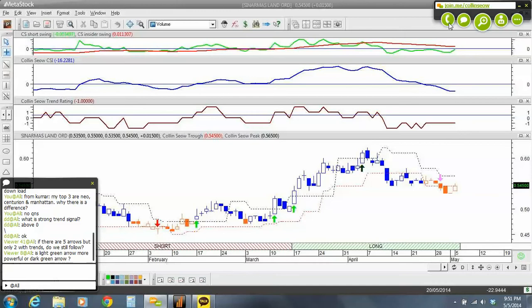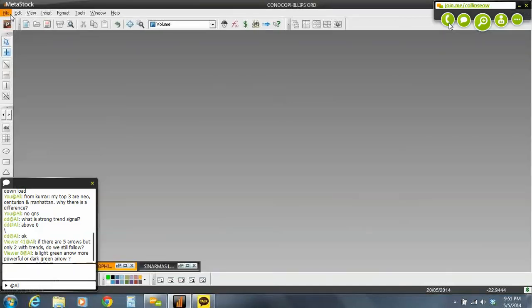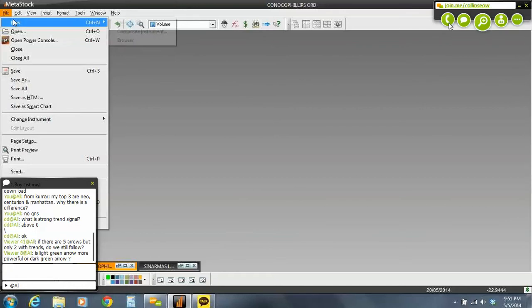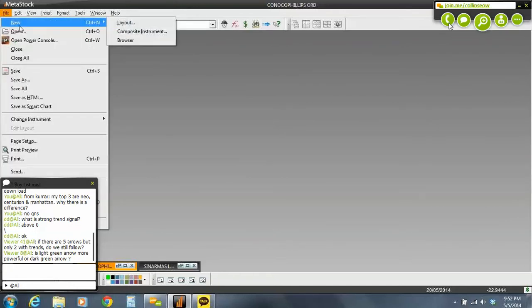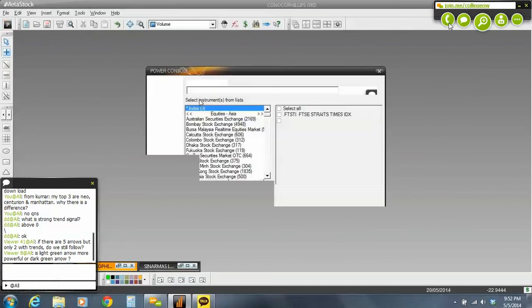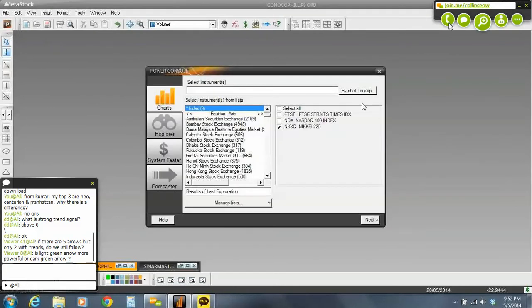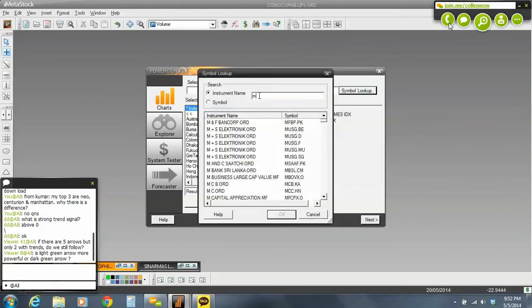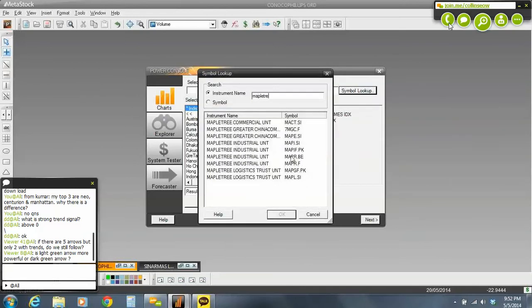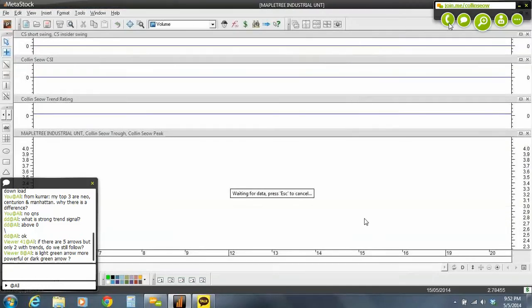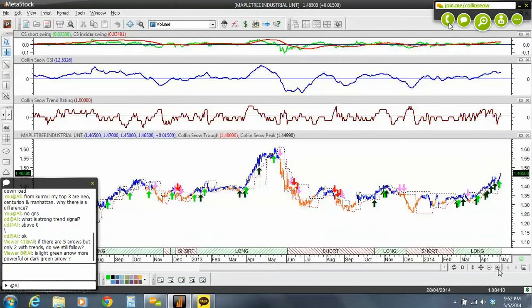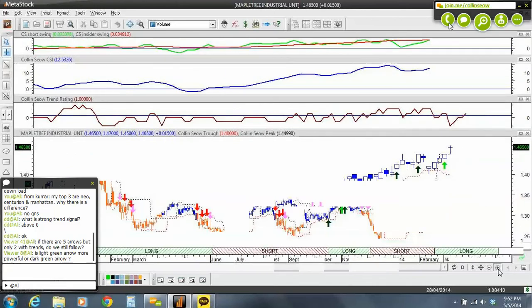Sometimes you have multiple arrows. I think just now there was one chart, Maple Tree, right? Yeah, correct. So the Maple Tree industry, right? Just on this app.